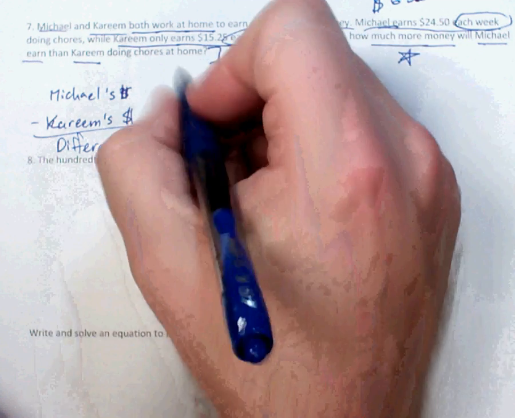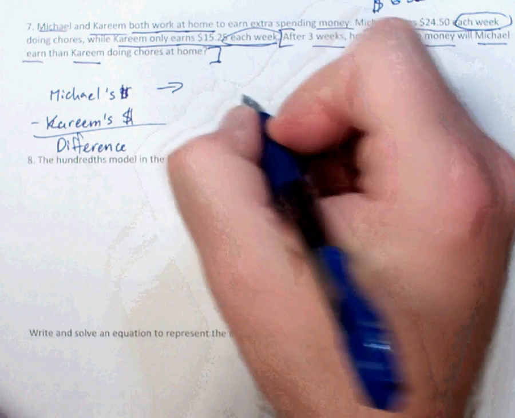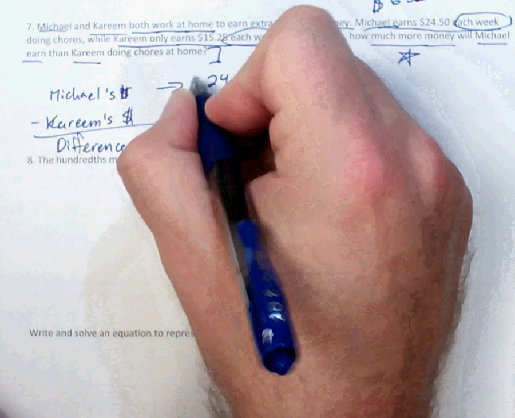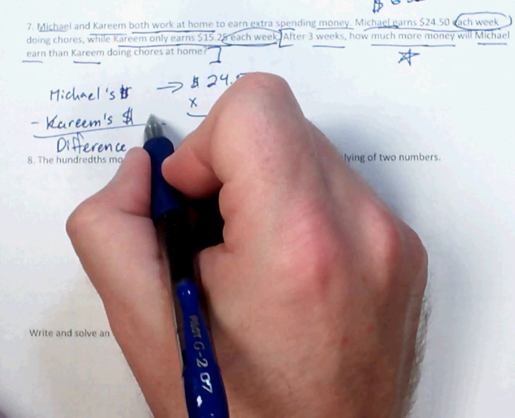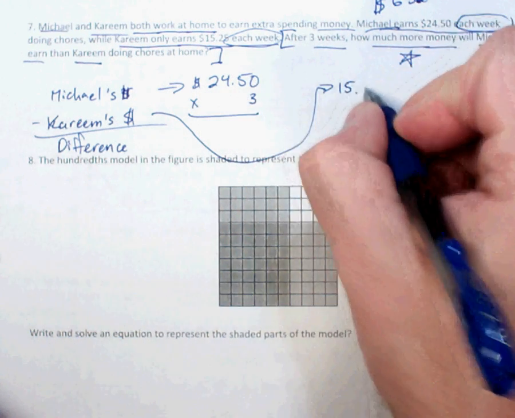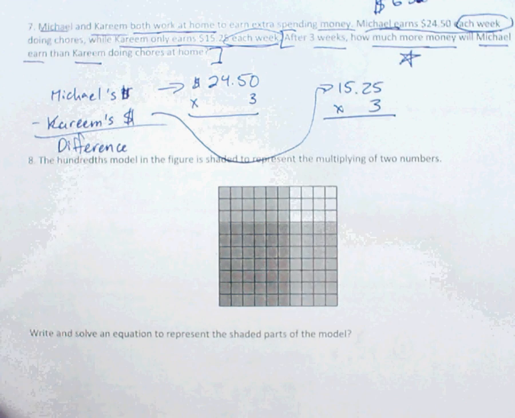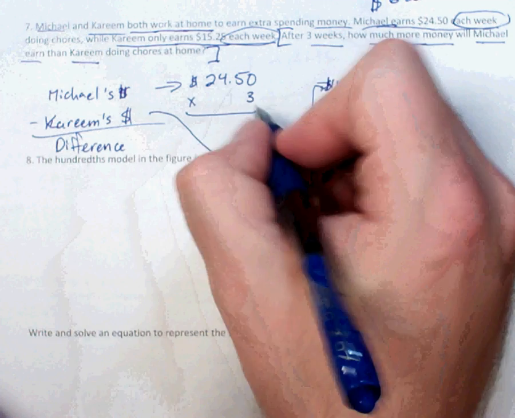So that's good news. So for Michael, he earns $24.50 per week for the 3 weeks. And Kareem earns $15.25 per week for the 3 weeks. And then we'll subtract the two totals.